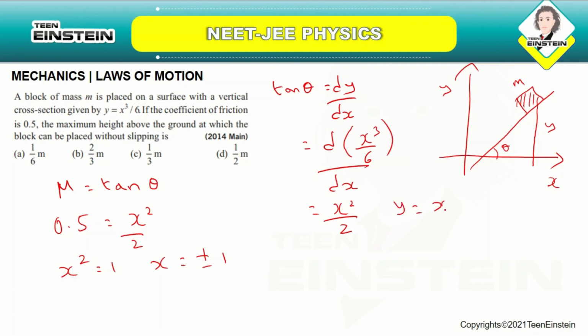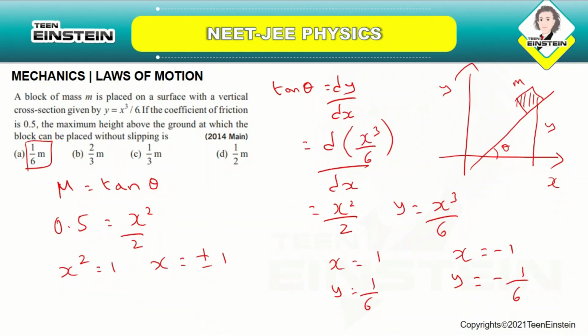You can substitute the values of x in the equation y equal to x cube by 6. In the first case, when x equals 1, y will be 1 by 6, and when x is equal to minus 1, y will be minus 1 by 6. So the maximum height above the ground at which the block can be placed without slipping is 1 by 6 meters. So the correct answer is option number A.